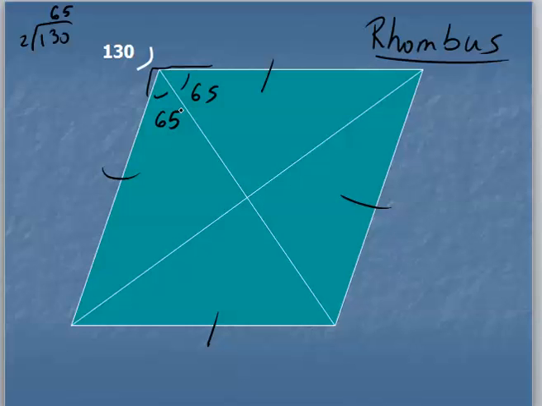I still have all of my properties of parallelograms. So I know that if this angle is 130, the opposite angle is congruent. It's 130. It is also being bisected. These are both 65.